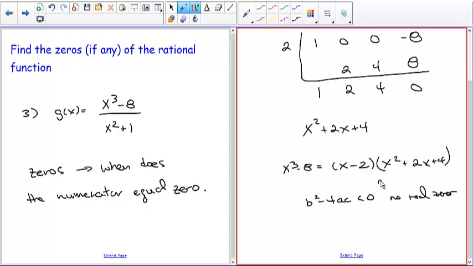So again, we have a equal to 1, b equal to 2, c equal to 4. We plug that in, and we get 2 squared minus 4 times 1 times 4, which is 4 minus 16, so that's negative 12. So no real zeros, because negative 12 is less than 0. So that means that there's only one x-intercept.